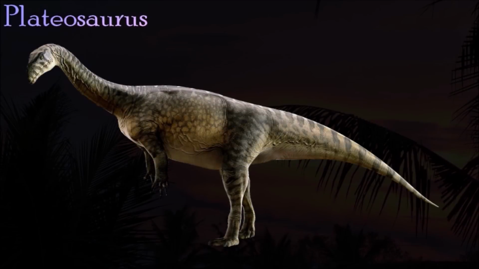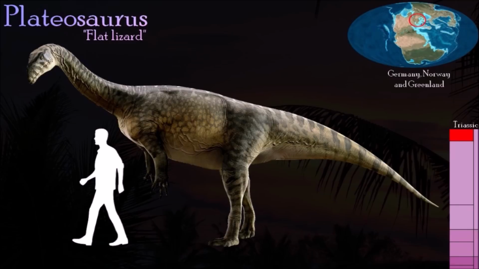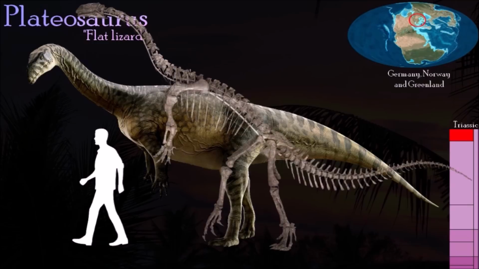The prosauropod Plateosaurus is one of the best understood dinosaurs. Most dinosaurs are known from only a few scraps of bone, or at most, a single skeleton, but Plateosaurus is represented by more than 50 complete skeletons.